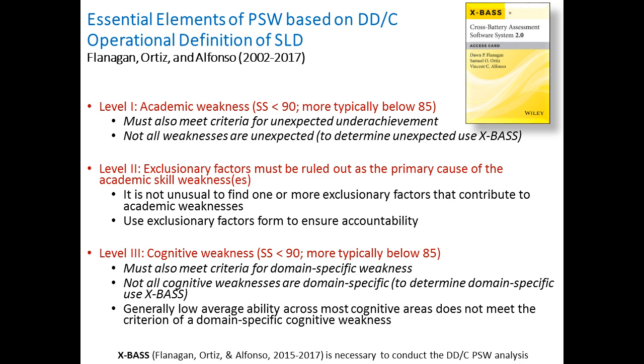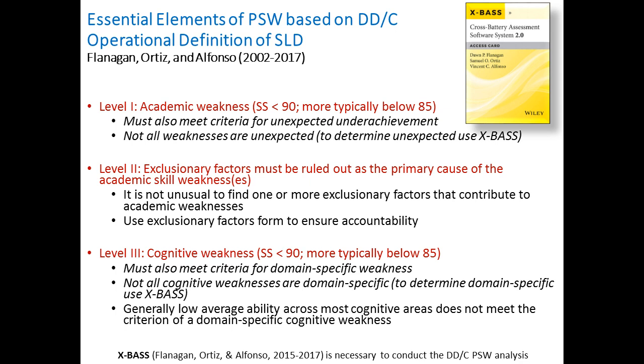Level 3 is about cognitive weaknesses, really treated in the same way as academic weaknesses. Are there any performances that stand out as low, below average? That's, again, the first pass. Yes, this is looking consistent with a specific learning disability. We're seeing some cognitive processing weaknesses. However, in order to meet criteria, the cognitive processing weaknesses must also be considered domain-specific.